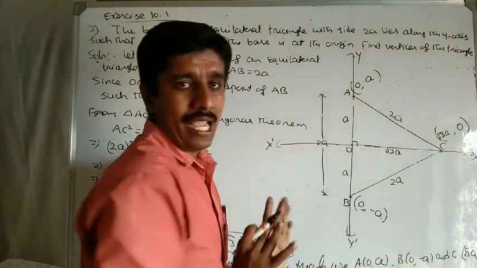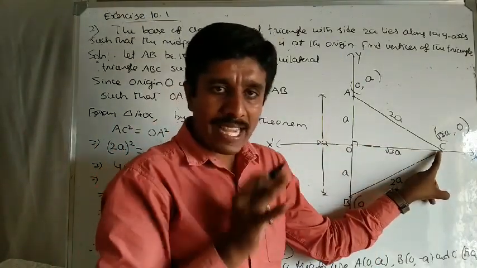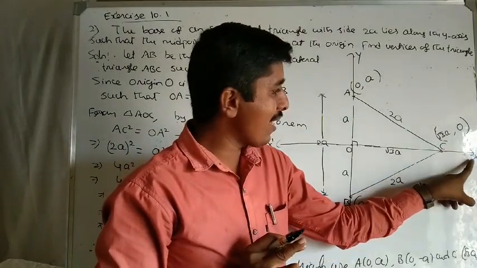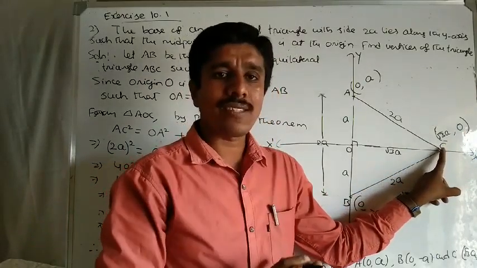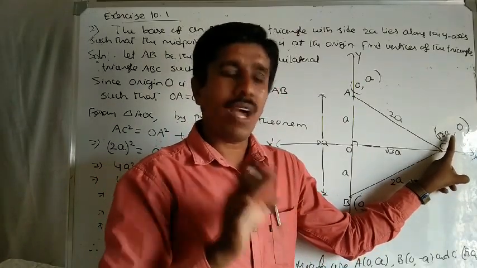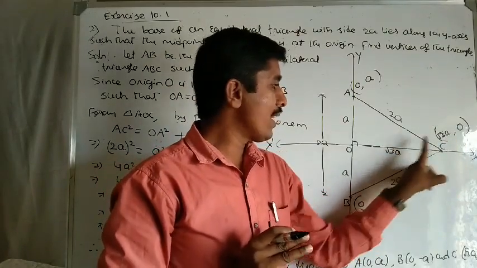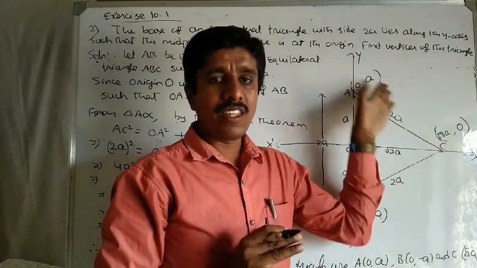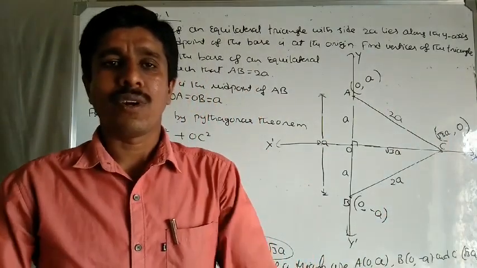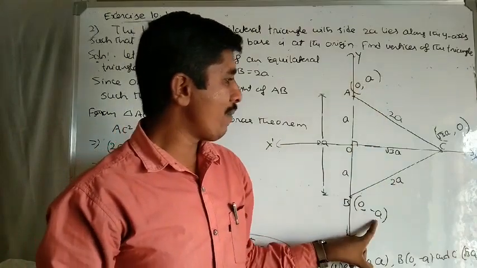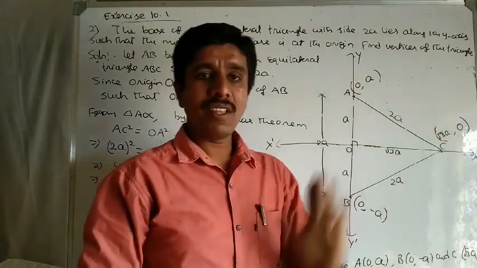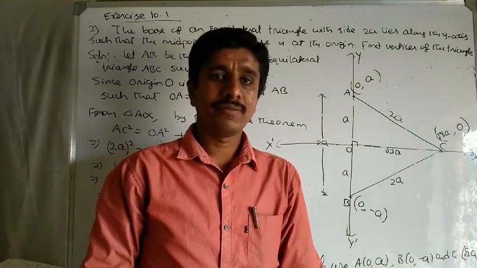OC length root 3A. Then what are the coordinates of the vertex C? C point lies on the x-axis, which means the y coordinate value is 0. It lies on the positive x-axis, which means the x coordinate value will be positive. Here OC equal to root 3A. Here the x coordinate is plus root 3A. Therefore, the coordinates of the vertices of the triangle are 0 comma A, 0 comma minus A, root 3A comma 0. Got it? Thank you.